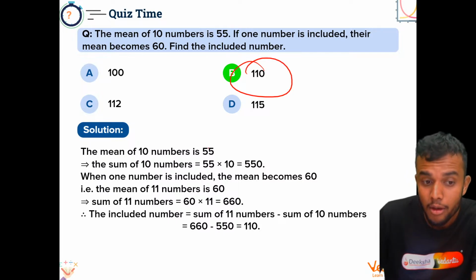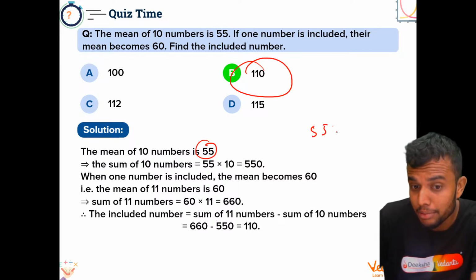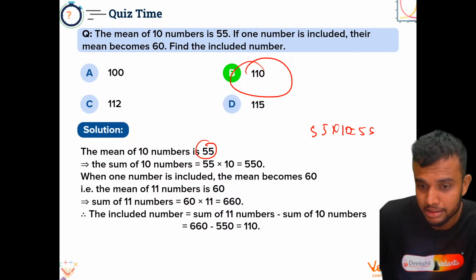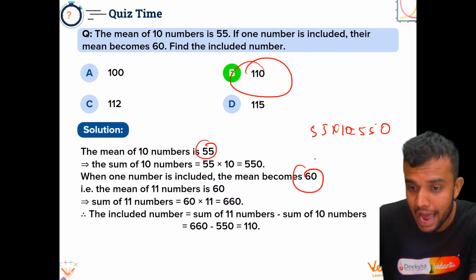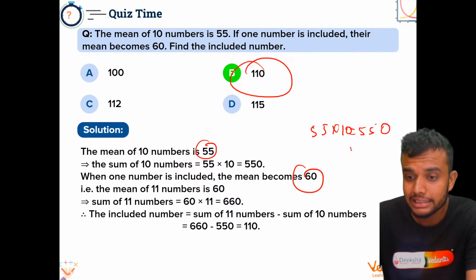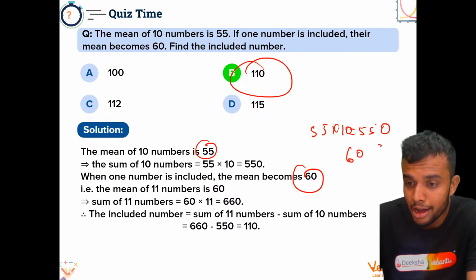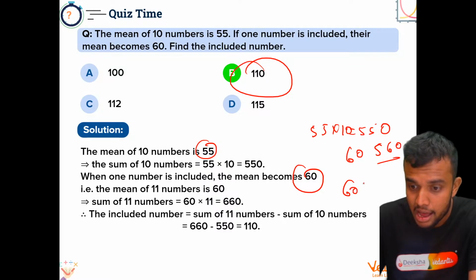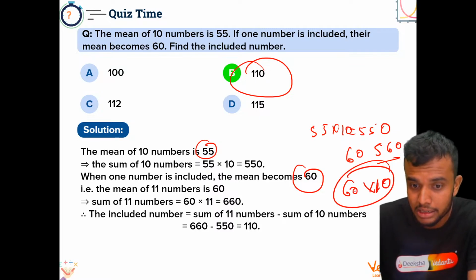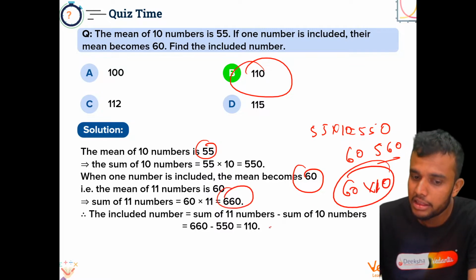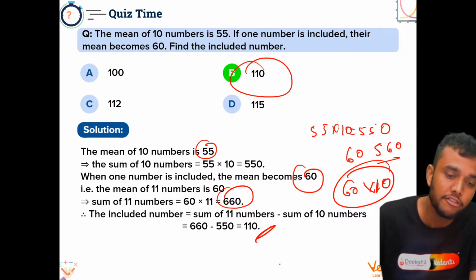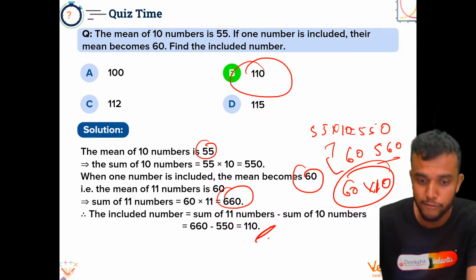It's nothing but mean. Totally 10 numbers. Okay, simply 10 numbers are there. Just imagine, then one number. If you add one number, it becomes 60. If we want mean 60, it is 60 into 11, which is 660. Then the 10 numbers total 550. We need to subtract this one, then we get the answer.